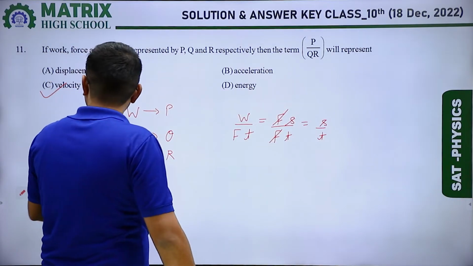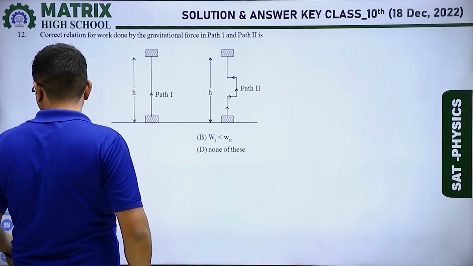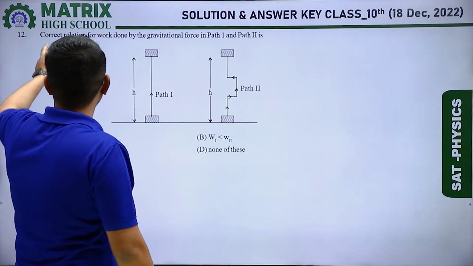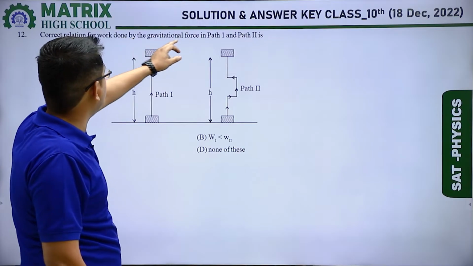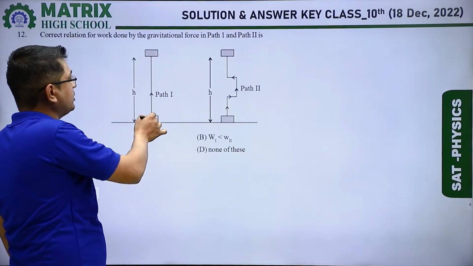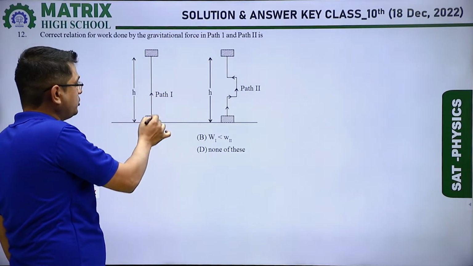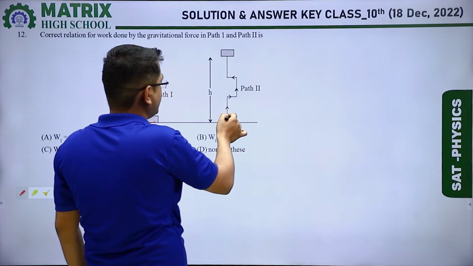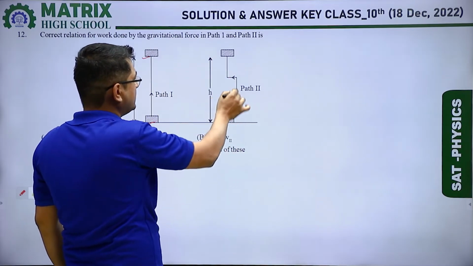Okay, next question, question number 12. In this question there are two diagrams given. Which is the correct relation for work done by gravitational force in path 1 and path 2? An object is taken from this point to this point by this path along a straight line, and in the second case the object is taken to the same height but the path is different.